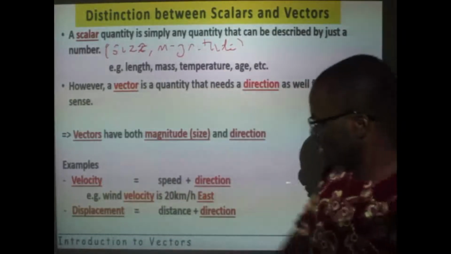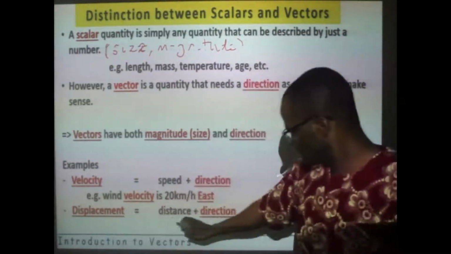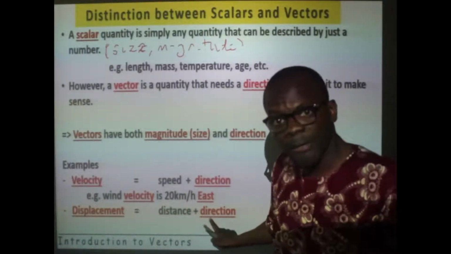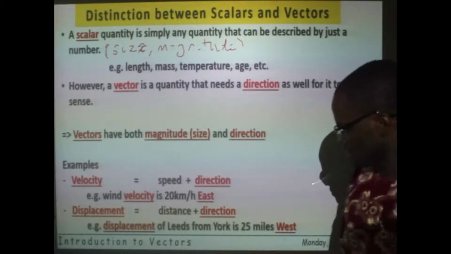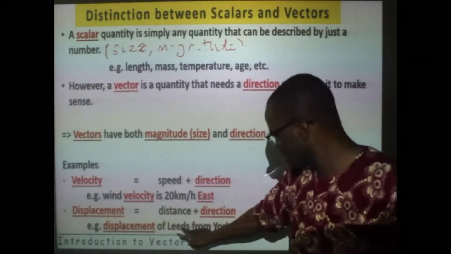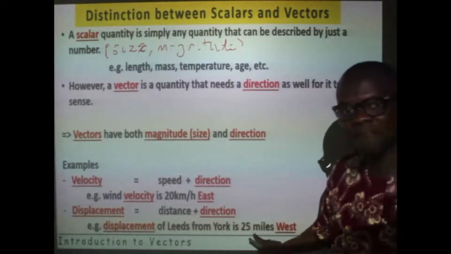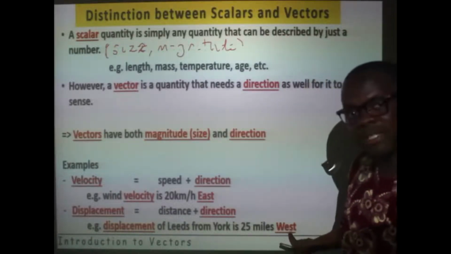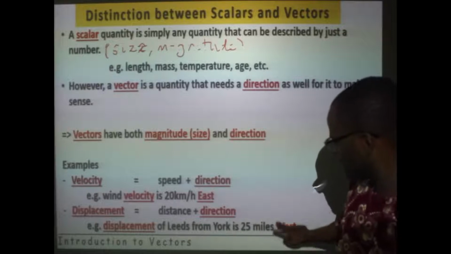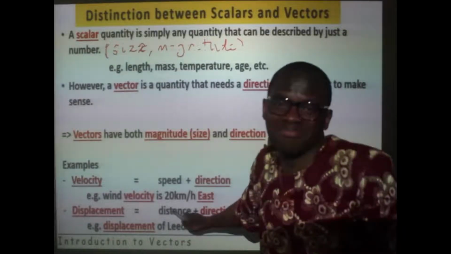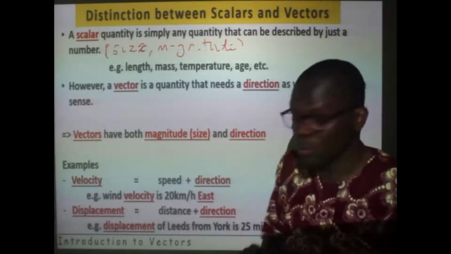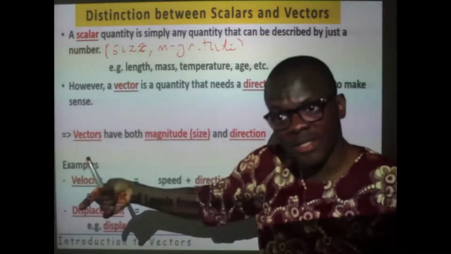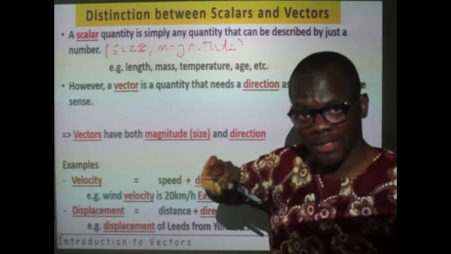Next up, displacement. Displacement is distance plus direction. So, an example is displacement of Leeds from York is 25 miles west. West. So that's direction. Without this direction, this becomes just distance. Alright, so take note. That is the distinction between vectors and scalars.